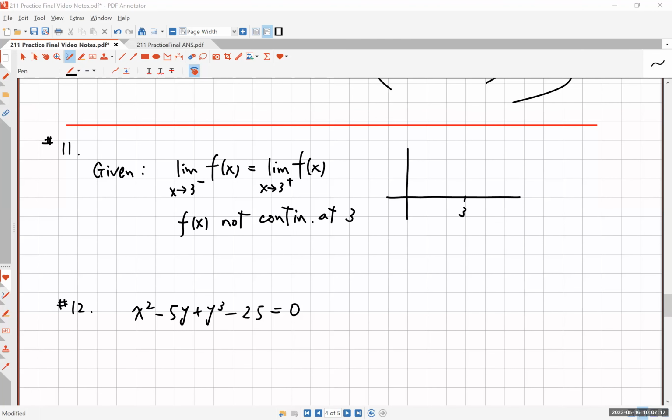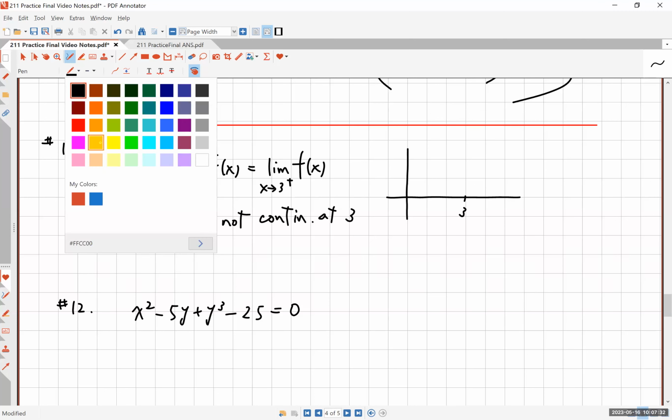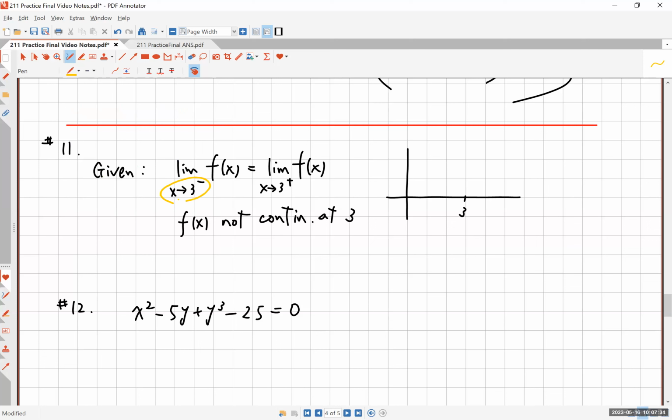All right, so now let's begin with number 11. Given, the problem says, what can you tell about a function that is not continuous at 3, but the limit of f as x approaches 3 from the left-hand side is equal to the limit from the right-hand side? That is a fairly restrictive piece of information, right? This pretty much doesn't give you a lot of choice.